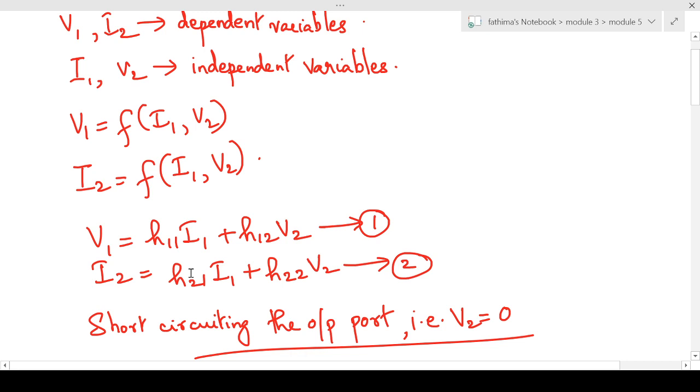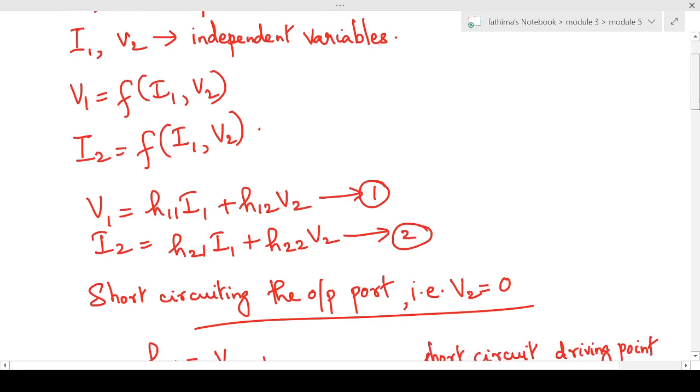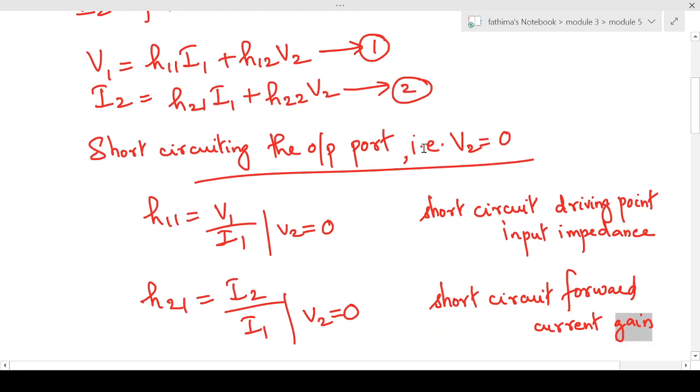Now we have to find the parameters H11, H12, H21 and H22. In order to find H11 and H21, we have to set V2 equal to 0. That is, we have to short circuit the output port. So we will get H11 as V1 divided by I1 and H21 as I2 divided by I1 with V2 equal to 0. So this is how we get H11 and H21. H11 is the ratio of voltage to current at the input port, so it is called the input impedance, and it is obtained by short circuiting the output port. So it is called the short circuit input impedance, and it is called the driving point impedance because both V1 and I1 belong to the same port.